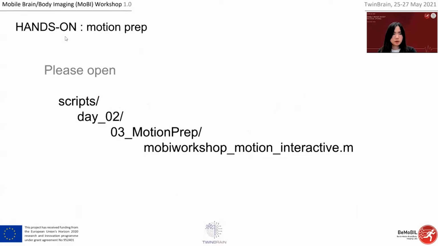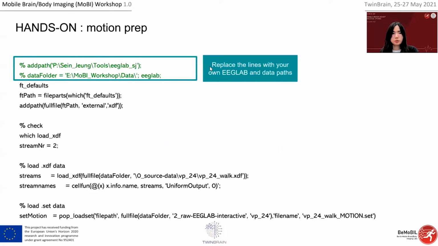So for this hands-on part, please open this script. In the scripts folder, there should be a folder called day 2, and then 3 motion prep, and this MoBI workshop motion interactive script. Once you have done this, you do something similar to what you did before. Replace these lines with your EEGLAB and data path. And here we also use FieldTrip, the load XDF function, just so that we can load the XDF data and compare source and raw data.